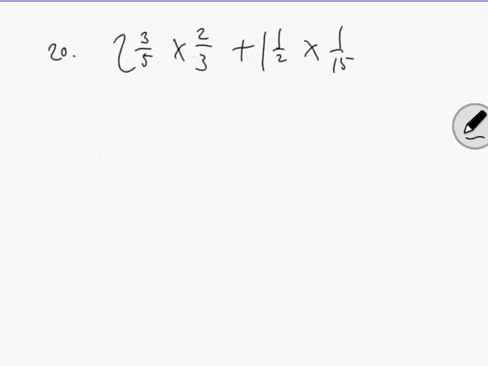Question 20, slightly more complex. We still have 3 operations, but we have mixed fractions in here, which makes it a little bit more difficult. First thing I'm going to do is this multiplication. That's 13/5 multiplied by 2/3. If I multiply my numerators, I get 26/15, and that's the answer.